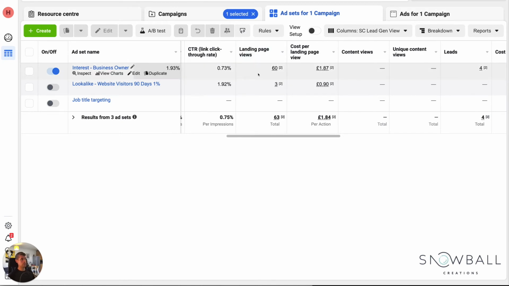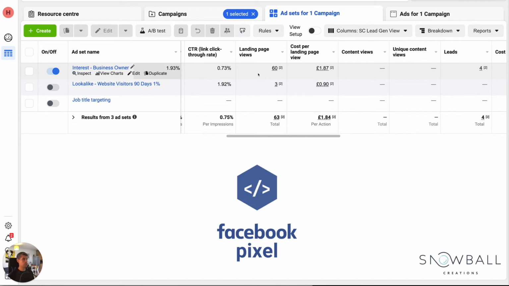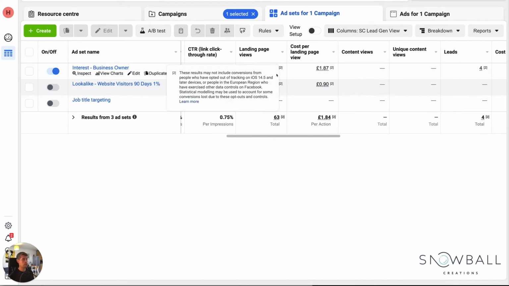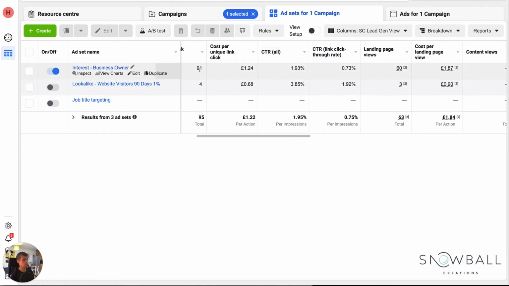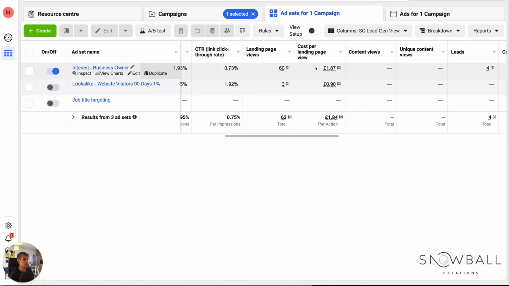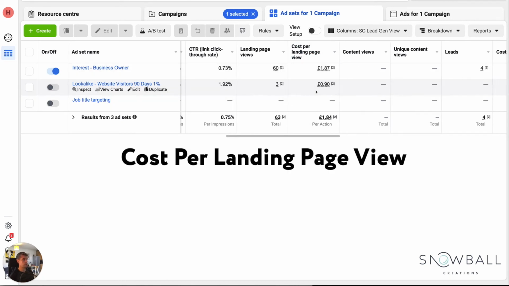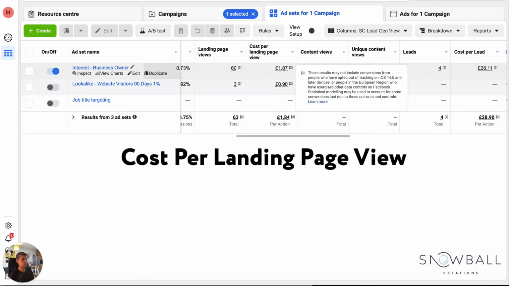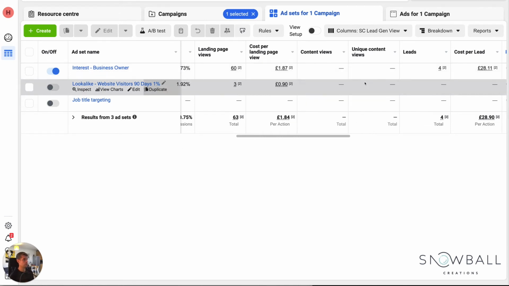So landing page views means they've literally opened up your website, and unless the JavaScript triggers, so the Facebook pixel triggers, this won't register. So this only registers if that triggers. So that's why this number can be smaller than the overall link clicks. And so again, cost per landing page view is also very important. So again, much cheaper actually for us to get the average person to this website, even though this one had way more spent on it and has had 60 people get to the website versus 3 here.